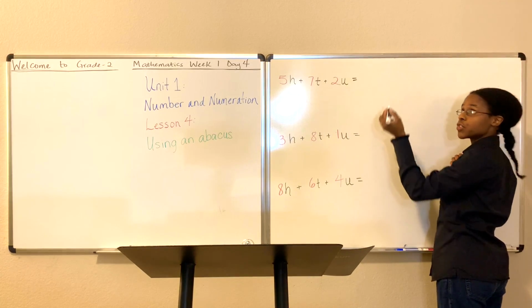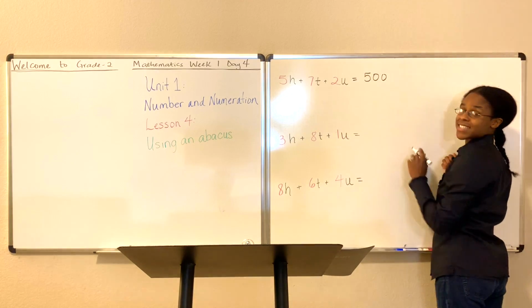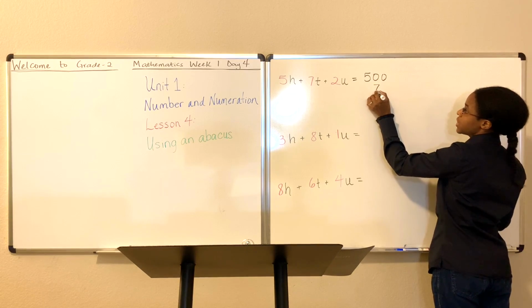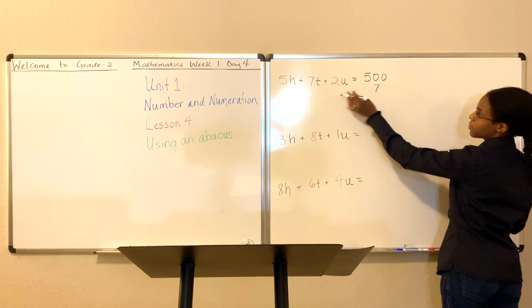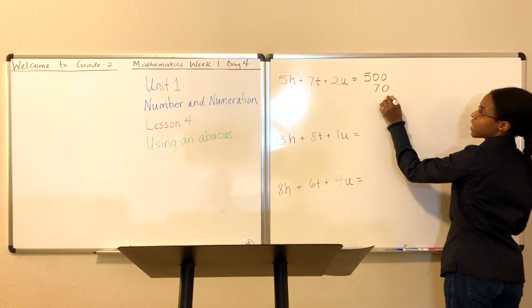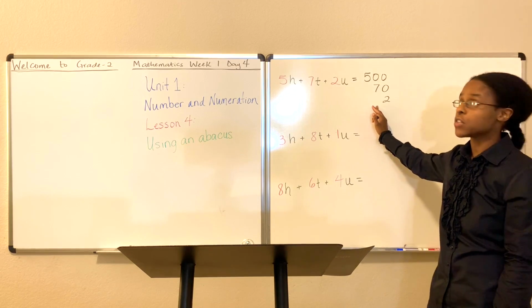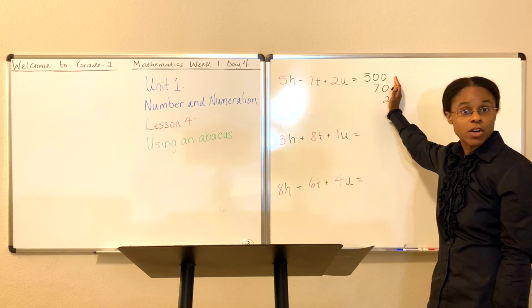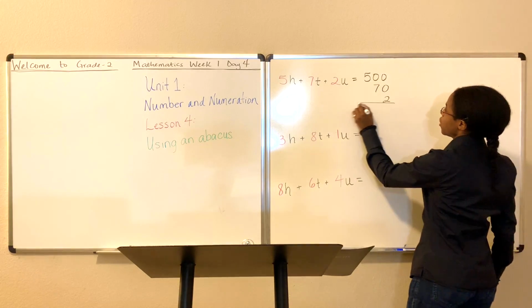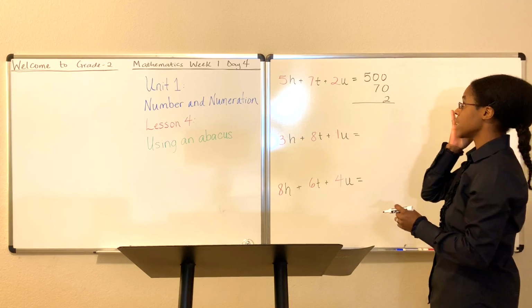How do you write 500? Well, 500 is just 500. How do you write seven tens? Well, you just need 70, so add your first number, your seven, and then add a zero. And how do you write two units? Well, that's just the number two. Make sure you put all of the values, the figures, far right aligned, okay? That way they can all add up correctly. You want to put it up to the right.